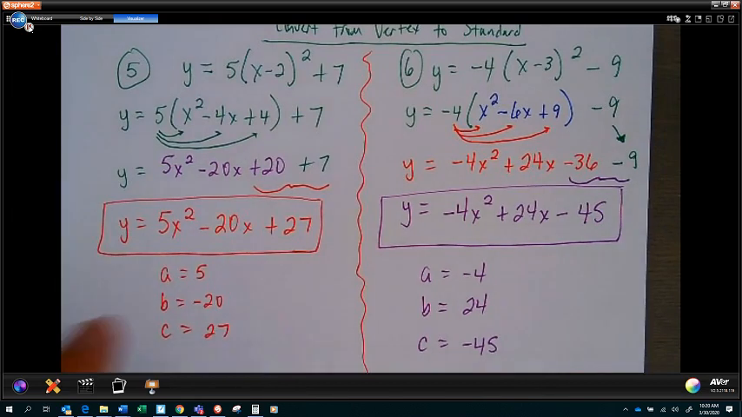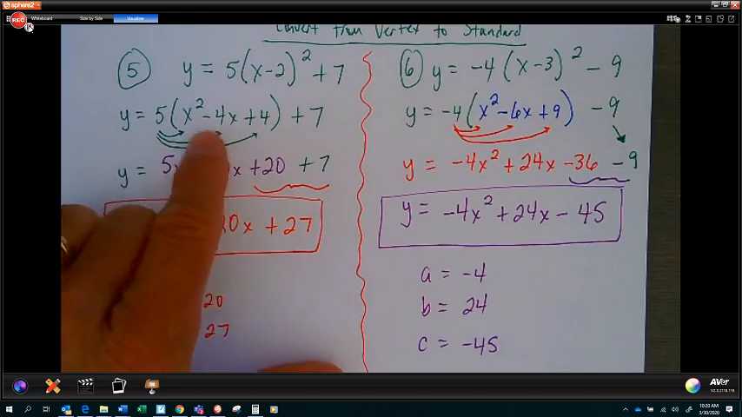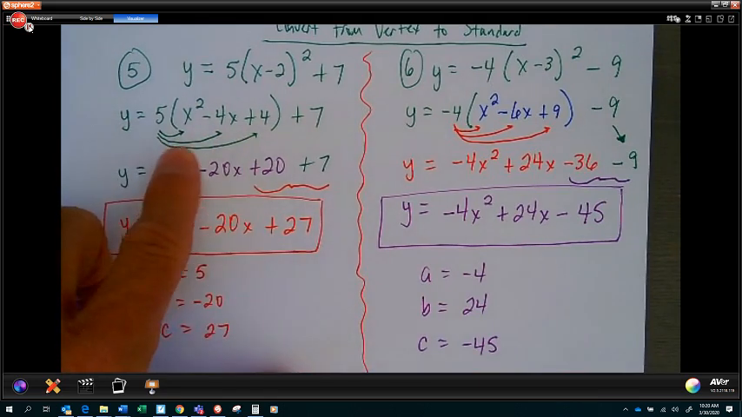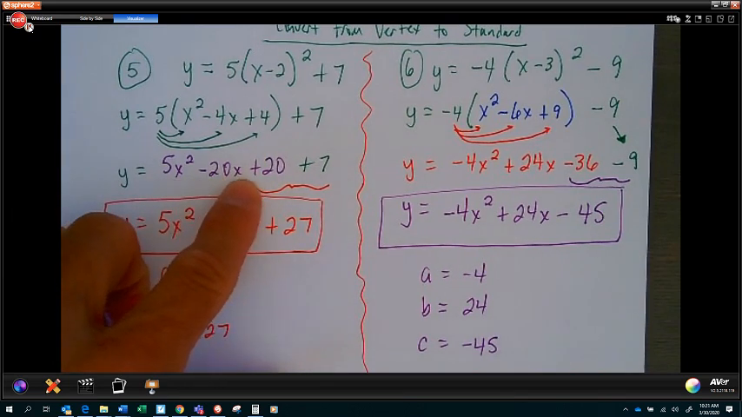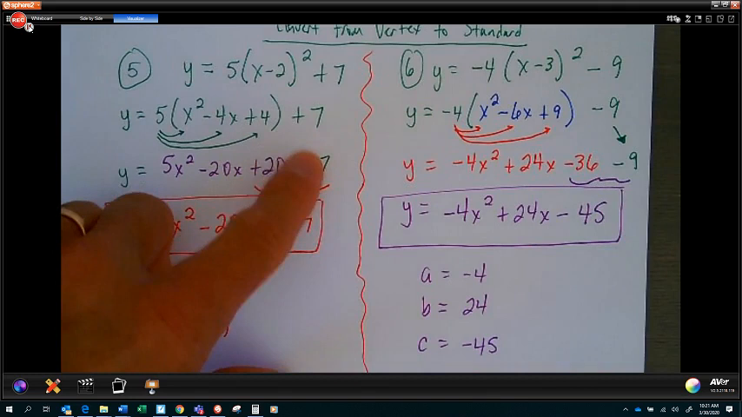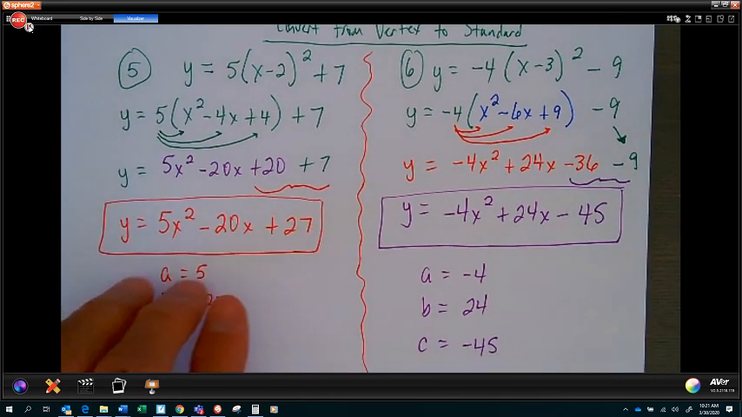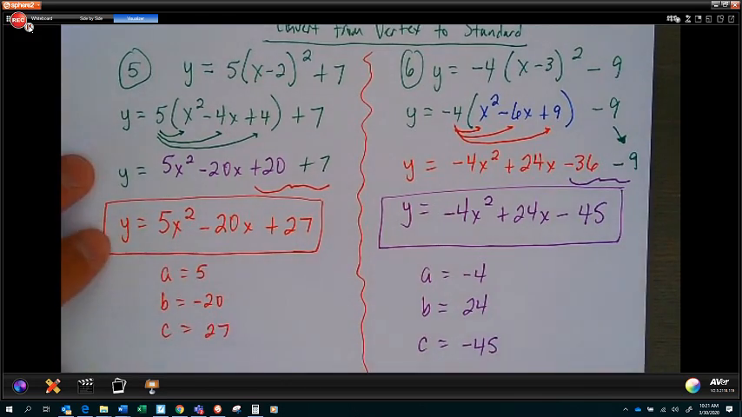Okay, step number 1 is to expand x minus 2 times x minus 2, which gives you x squared minus 4x plus 4. Then you're distributing your 5, which gives you 5x squared minus 20x plus 20. Your 7's tagged on the end here. The last step is to combine your like terms and simplify, which gives you 5x squared minus 20x plus 27. Our A is 5, positive 5. Our B is a negative 20, and our C is 27.